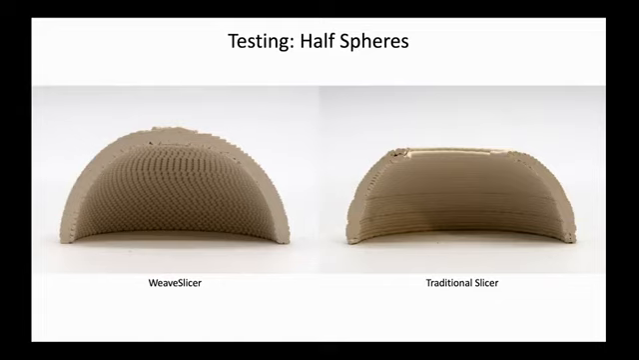We took these tests and cut them in half to look at the cross-section of the half spheres, and we can see that the one with WeaveSlicer on the left has a completely uniform wall thickness, and this was an exciting kind of verification of our diagrams from the beginning. The one on the right, which is printed with a traditional slicer, you can see the wall starts thinning out towards the top before it eventually collapses.